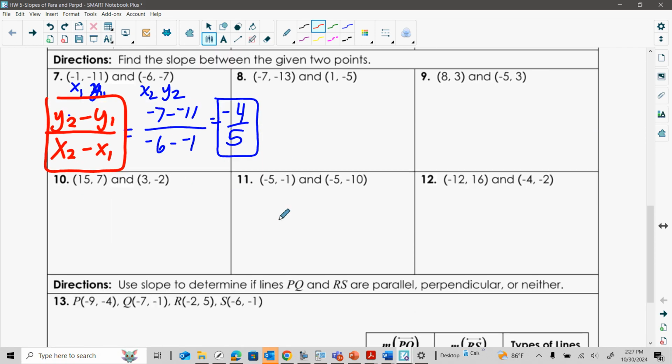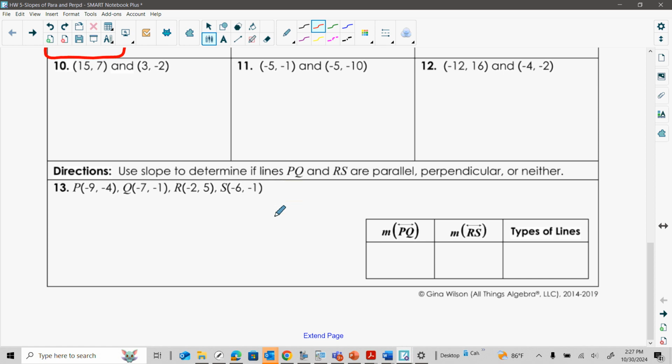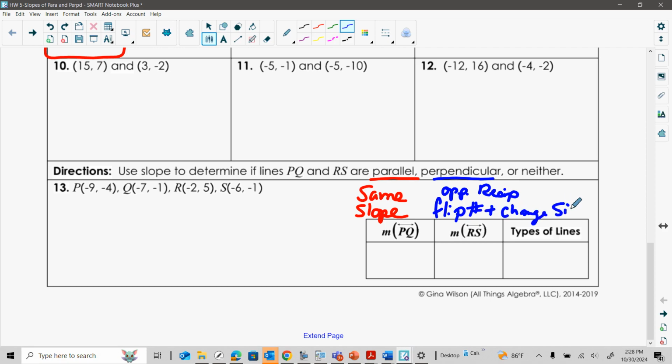When we get to this section, we're going to find the slope of each line and then determine if they're parallel. If it's parallel, it will be the same slope, meaning the same number. If it's perpendicular, it will have an opposite reciprocal slope, meaning we're going to flip the number and we have to change the sign. That's the opposite part. And then neither means it doesn't have either one of those relationships.